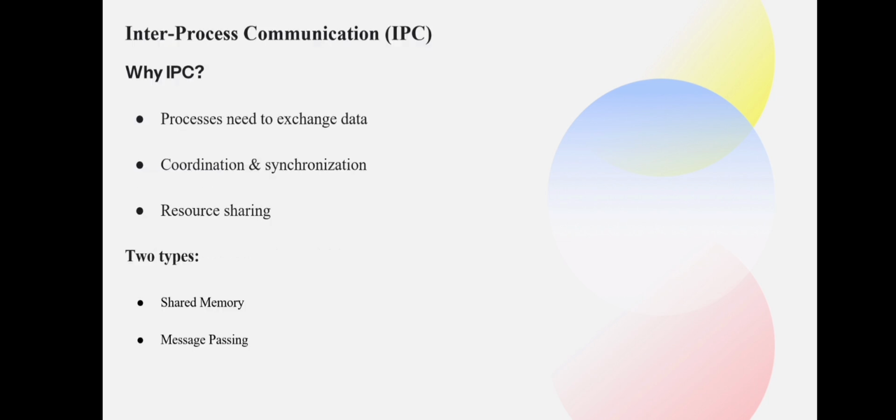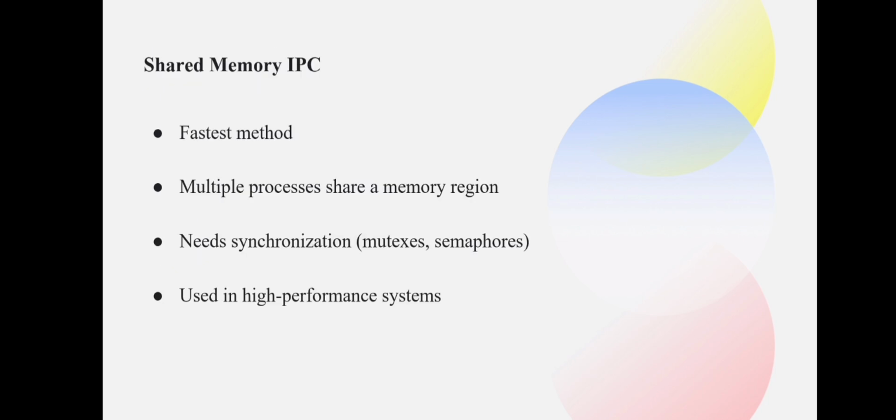Next topic is IPC, that is inter-process communication. Why IPC? Processes need to exchange data, coordination and synchronization, resource sharing. There are two types of IPC: shared memory and message passing. Shared memory is a type of IPC mechanism that allows multiple processes to share a common memory space. Key characteristics: shared memory space, direct access, synchronization.